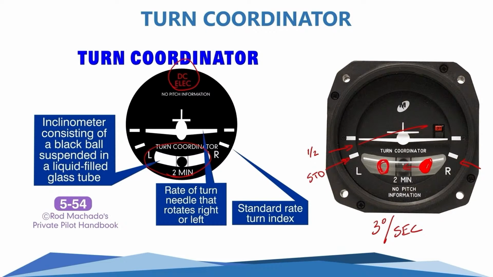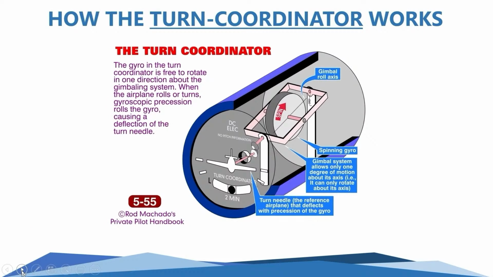If the ball was over here, okay, step on the ball. In order to maintain coordination, I would step on the left-hand rudder, which means that I would start off with a very small amount of pressure, and then I would keep adding pressure until that ball is centered. And this is kind of a constant struggle in order to maintain coordinated flight.